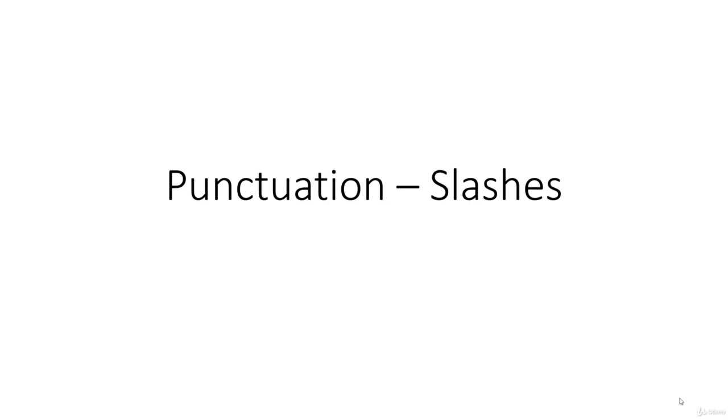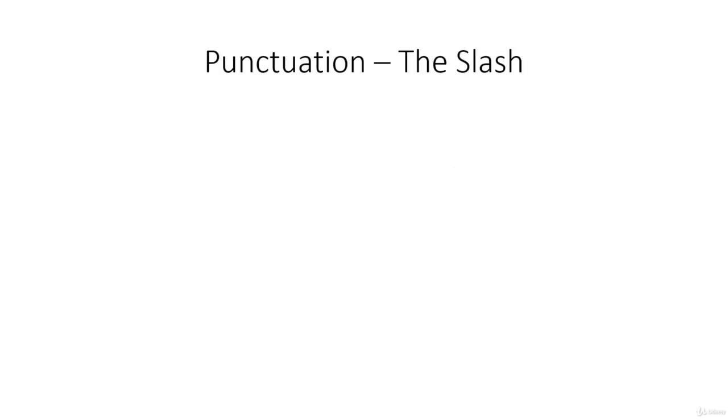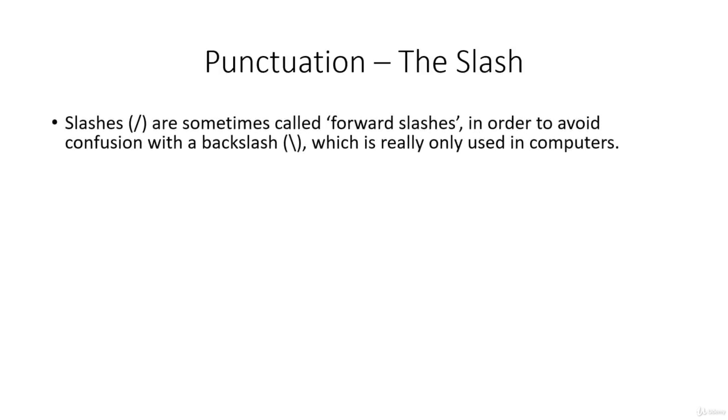This punctuation lesson is all about the slash symbol. The slash, as we can see here from bottom left to top right, is sometimes called the forward slash, and we do this to avoid confusion with the backslash, which we see here going from top left to bottom right, which is really only used in the context of computers. You might often see the slash referred to as a virgule.